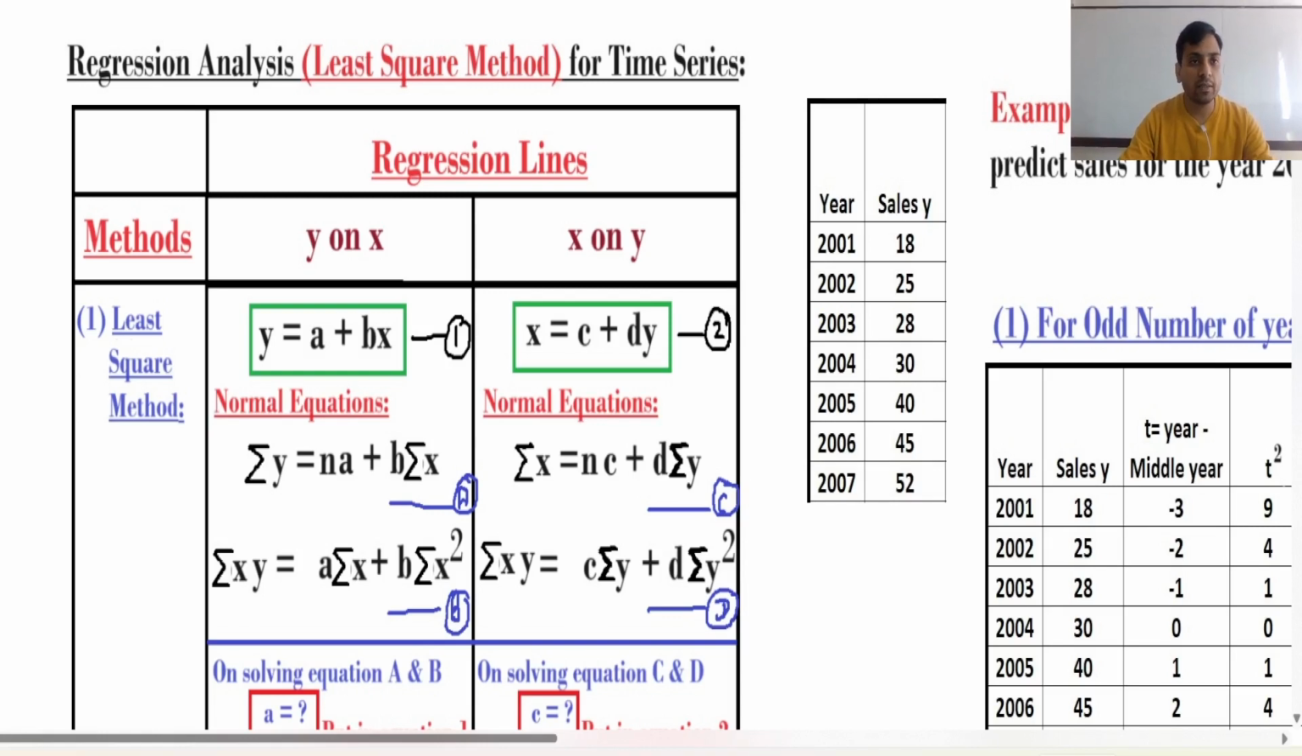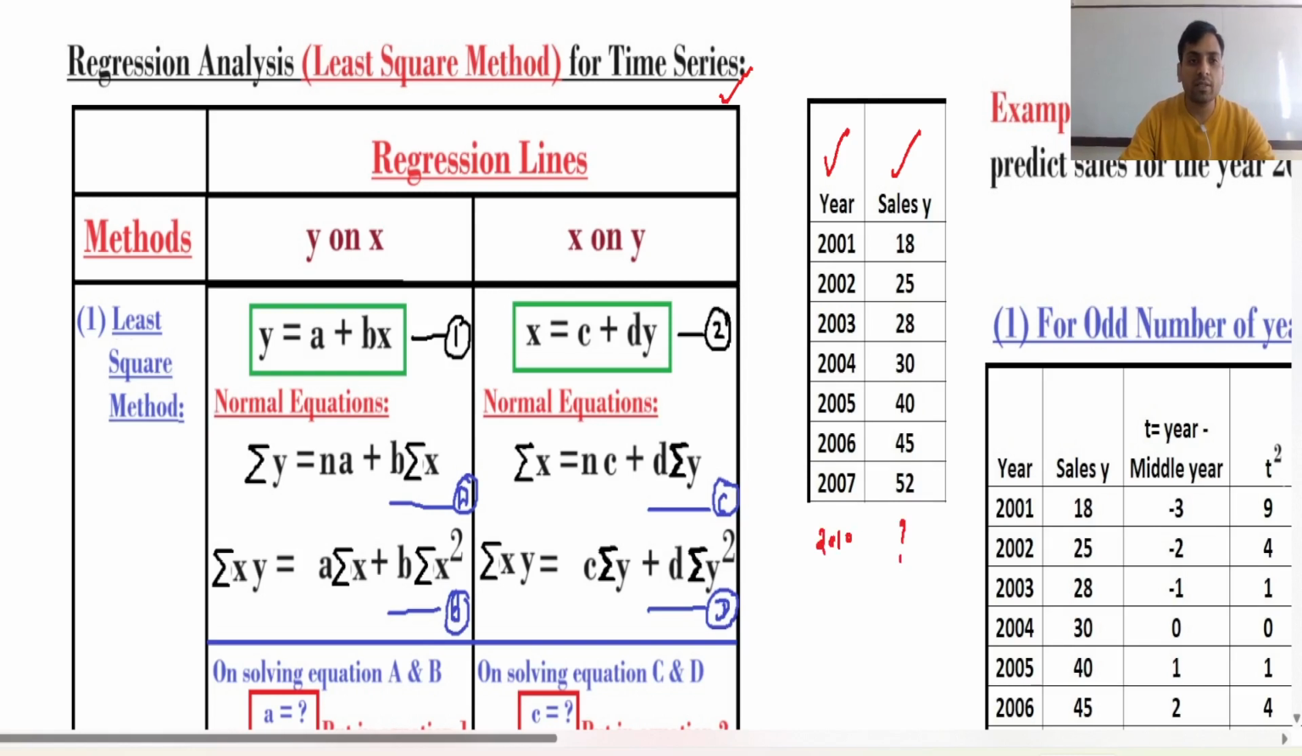So today's topic is regression analysis least square method for time series. In previous lecture, I taught this y on x, x on y concept when y is dependent variable on x and when x is dependent variable on y. Now in time series data set, we have one column as time, just like this data, year and sales. This is the time column and this is the sales column. So we have this data of sales for these 7 years. Now we want to predict sales for 2010.